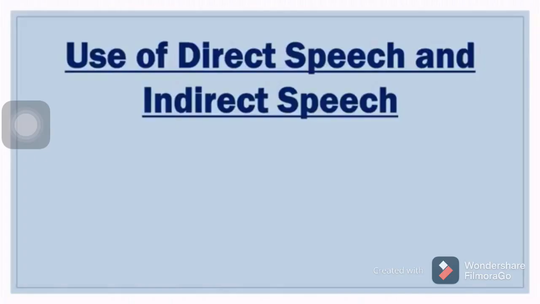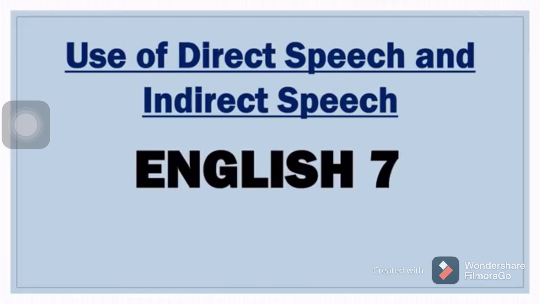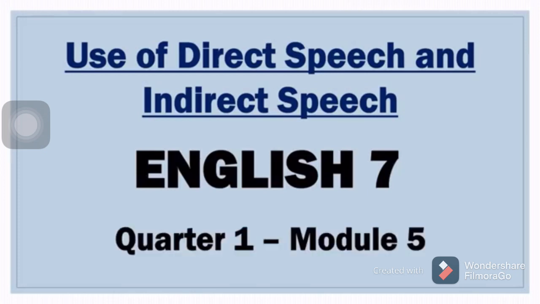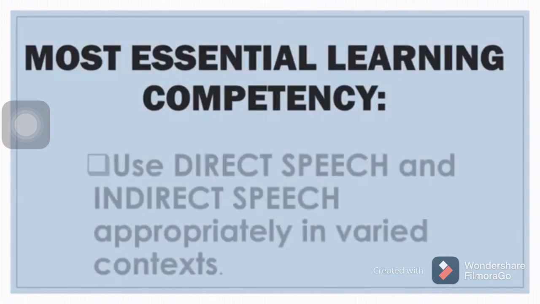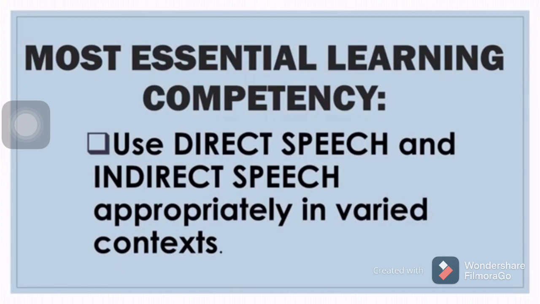So our topic is the use of direct speech and indirect speech. This comes from the English 7 curriculum under Quarter 1, Module 5. Before we proceed to the lesson, let's first have the most essential learning competency that you have to learn for this day. Use direct speech and indirect speech appropriately in varied contexts.